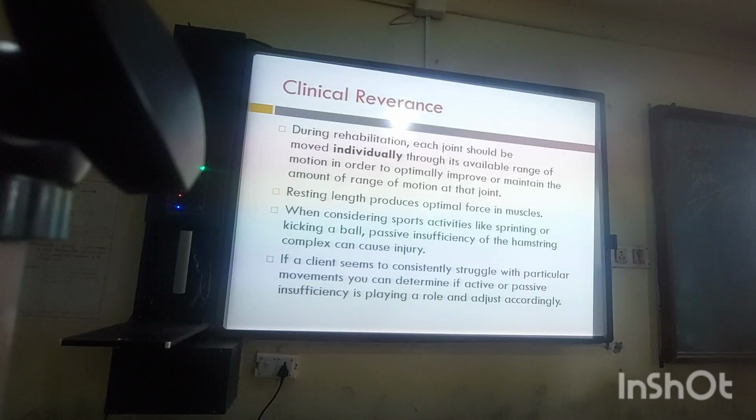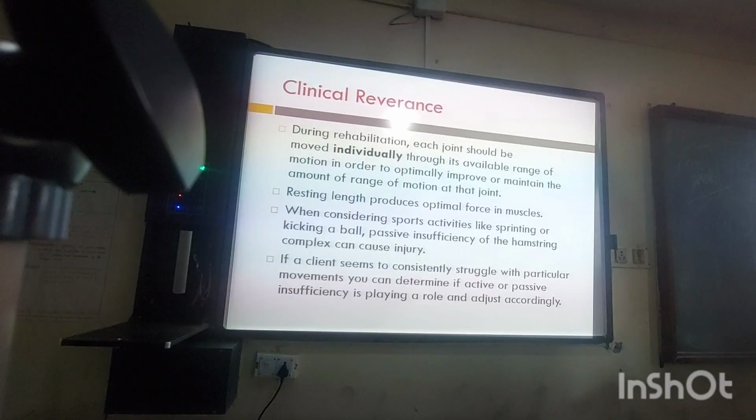Fine. Resting length produces optimal force in muscle. The better the resting length, the more the active sufficiency of the muscle will be there. The initial curve is the resting length. The better the resting length of the muscle, the better will be the force generation of that muscle.